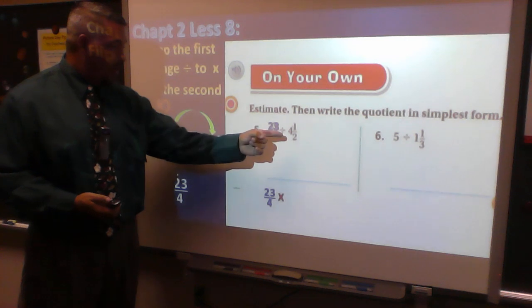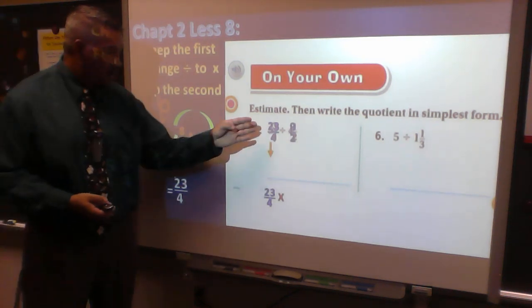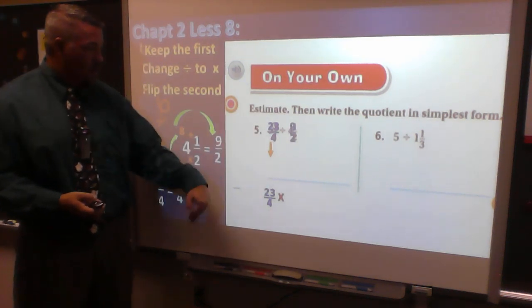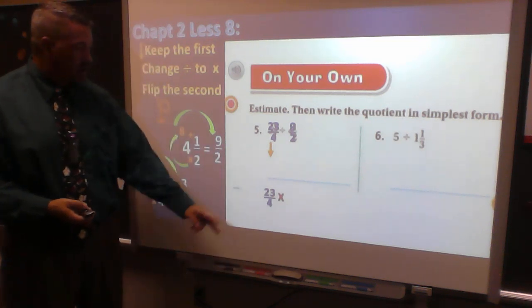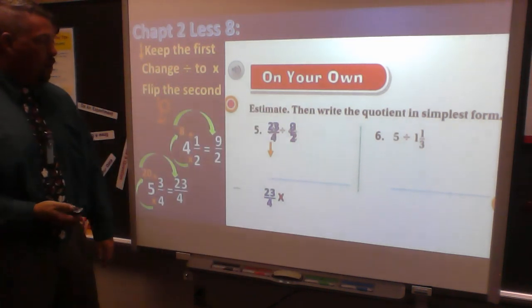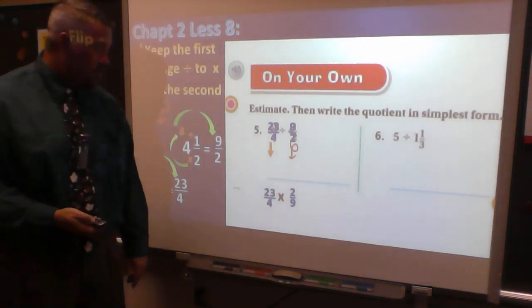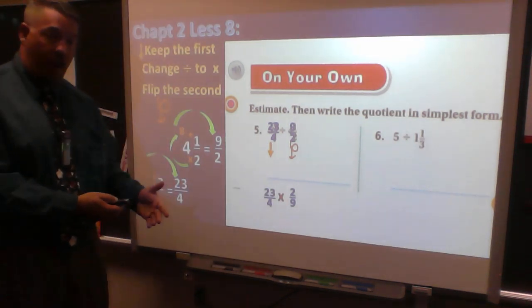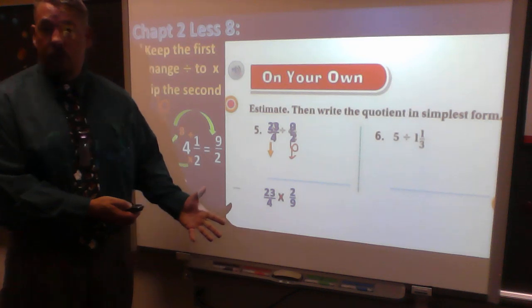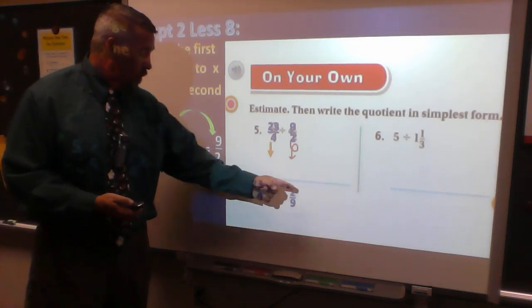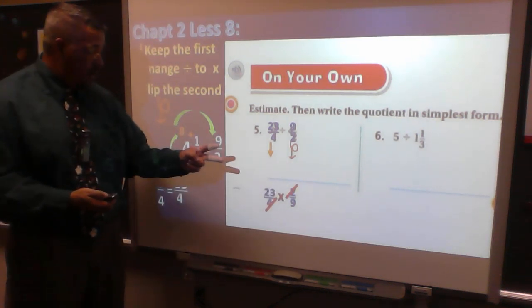So when I plug that in, then I go through my steps. I'm going to keep my first one. Division becomes multiplication. Then I flip my second fraction. When I flip my second fraction, I have 2/9. I cross reduce where I can. My 2 and my 4 can both be reduced by 2. 2 goes into 2 once, and 2 goes into 4 twice.